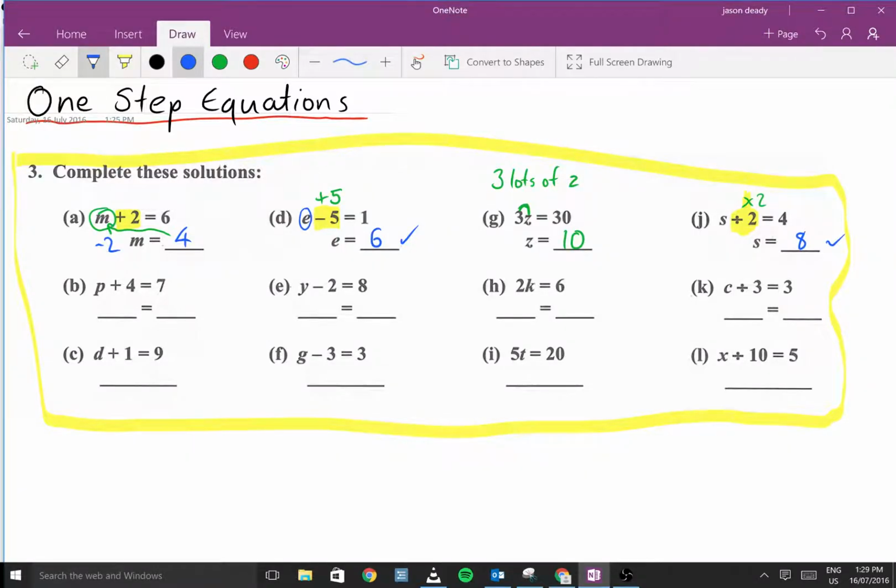Hopefully that was helpful. The numbers will get a lot more confusing. They'll get bigger, there might be decimals, there might be fractions. There's all sorts of ways to make this a little bit harder, but that process is the same. Work out what that step was and just do the opposite.